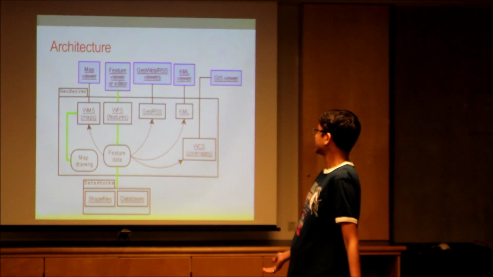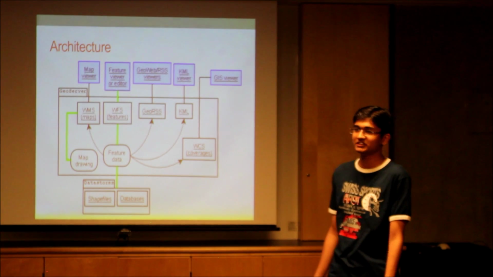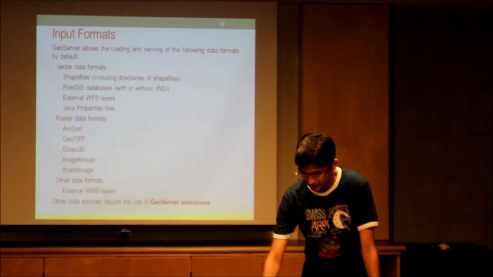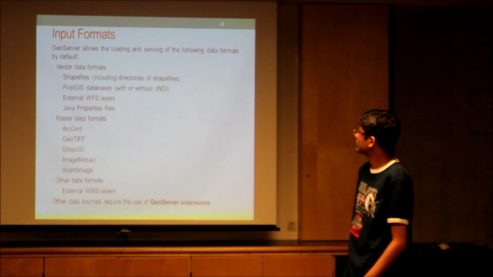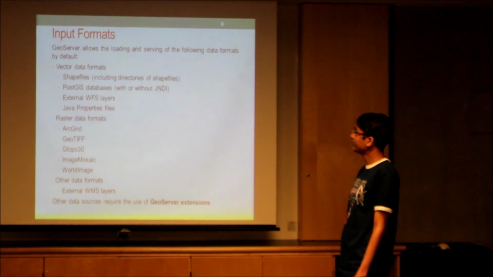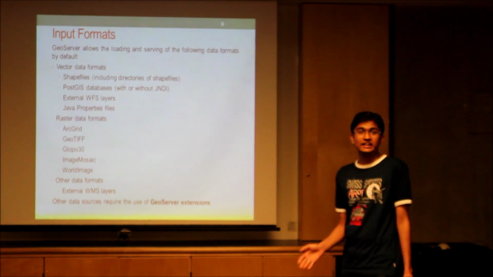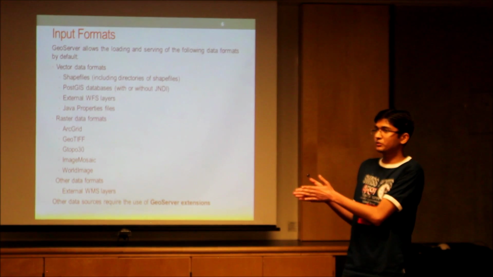So this was the architecture that we basically saw in the first discussion that we did. So what are the input formats? The input formats of vector data are shapefiles, GIS database, external WFS layers. This is the interesting component with GeoServer.